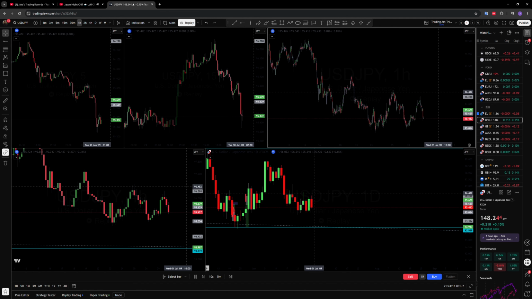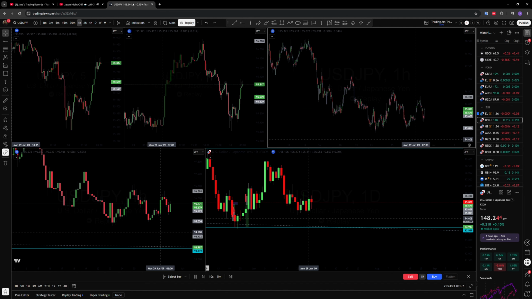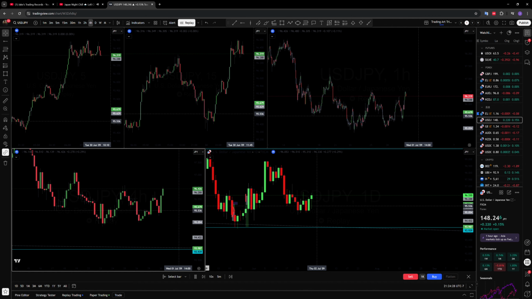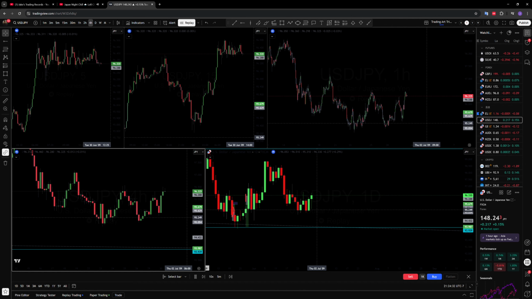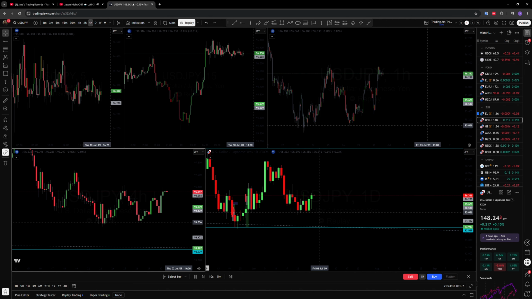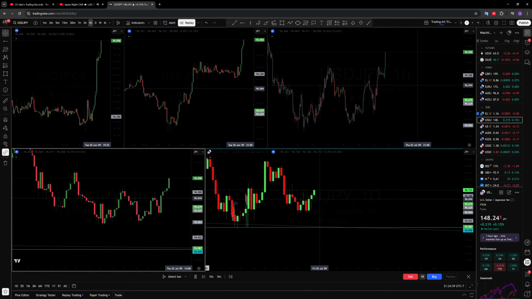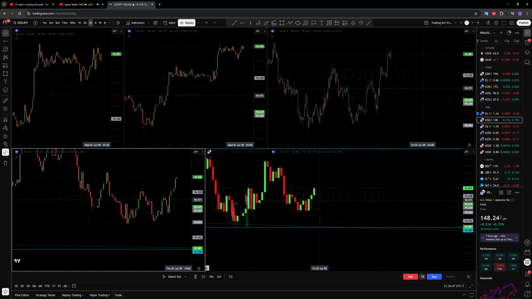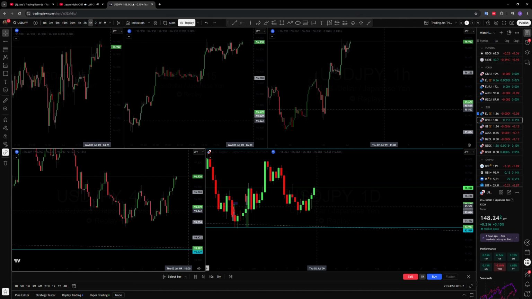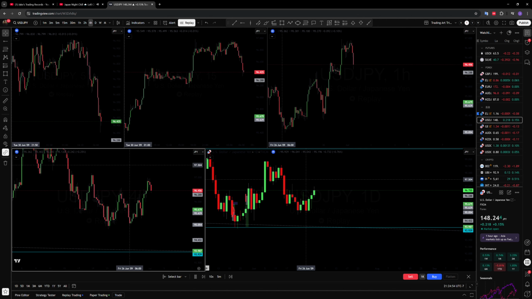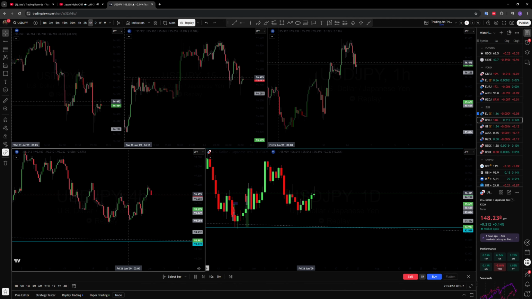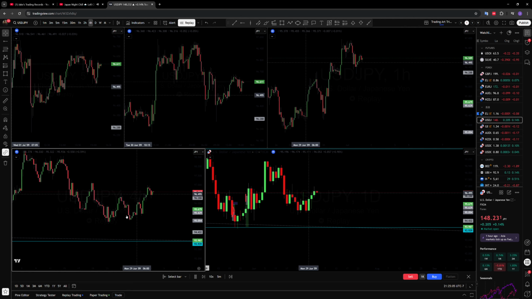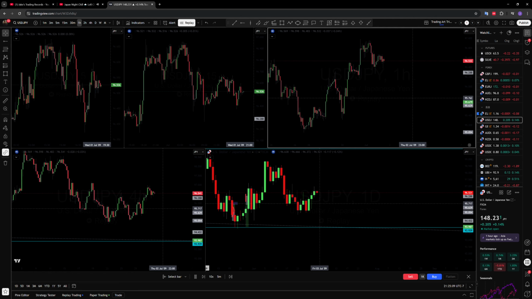Okay. Looks like it's forming another range within a range in 1 hour time frame. Gosh. What are you trying to tell me? Okay, now you're uptrend now again. Perfect. Good job.